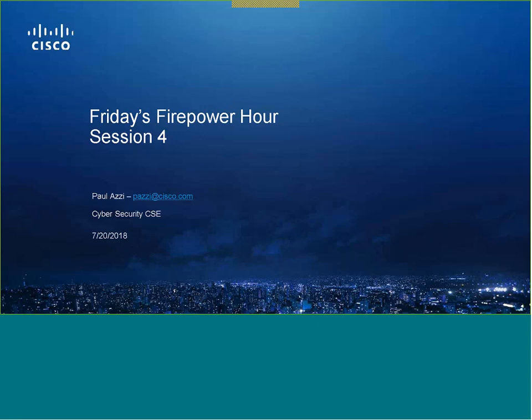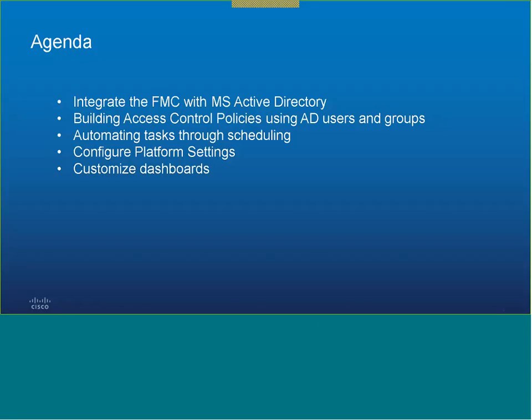With that, let's jump into today's agenda. We've essentially got 3 slides to go through, and then we're going to jump into the configuration and walk through essentially what we have highlighted here. We're going to integrate the Firepower Management Center with Microsoft Active Directory. The benefit from this is to provide more context to who's on the network and not just simply an IP address. And with that, we will configure an identity policy.